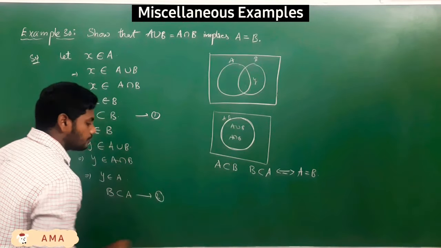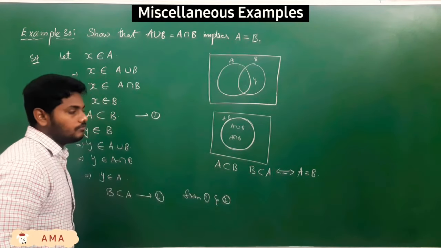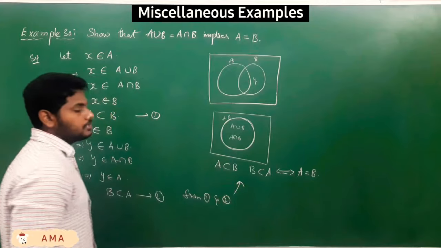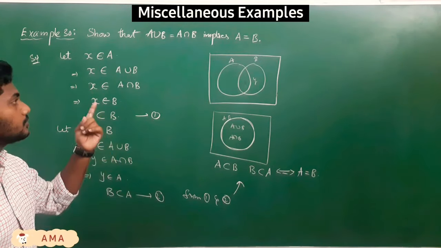B is a subset of A. Now the conclusion is from 1 and 2: A is a subset of B, B is a subset of A, then this implies A equal to B. Pause the video and note it down.